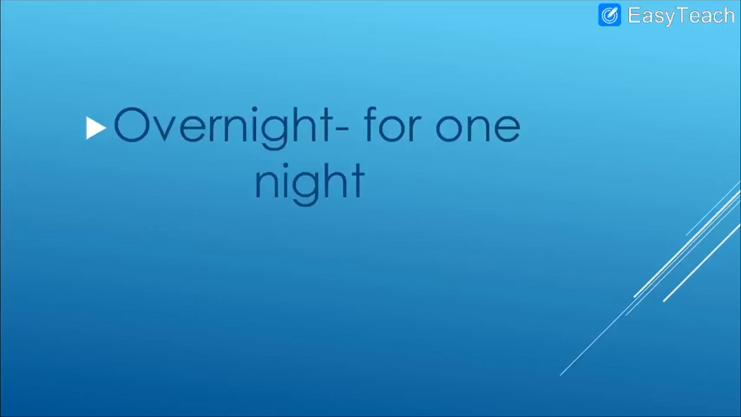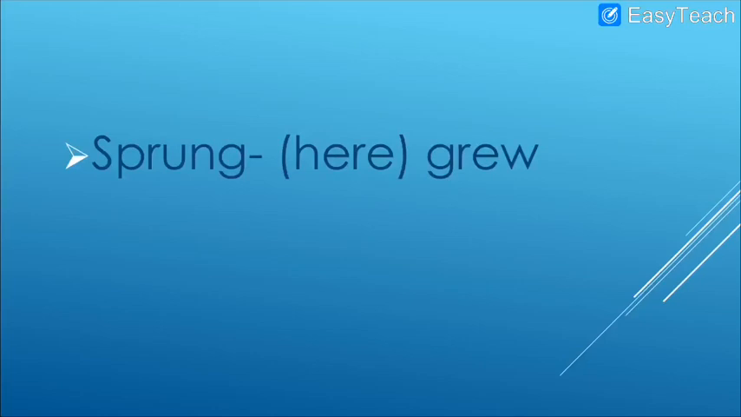So in the same way, in the lesson, the tree grew overnight, correct? On the previous day, Jack's mother threw the seeds out of the window and they were planted automatically. And overnight, a big beanstalk grew, which reached till the sky. Yes. Here, the next one is sprung.